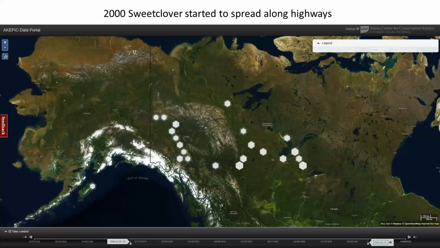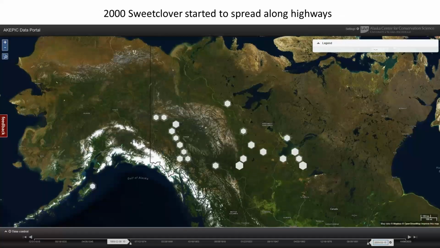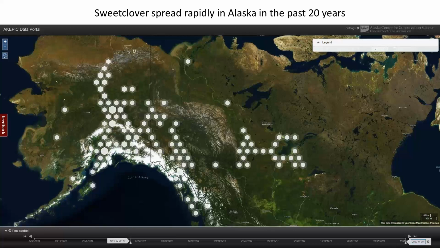And so just about at the end here, this is what sweet clover looked like in 2000. It's a repeat of that slide I showed earlier. But by 2020, this is what it looked like. So I think it's pretty impressive when you see there's nothing in Alaska except for Anchorage, it looks like, by 2000. But by 2020, it's all the way here.